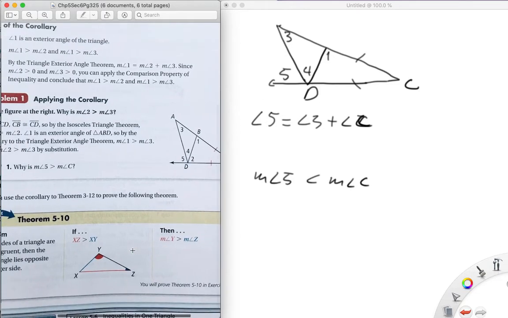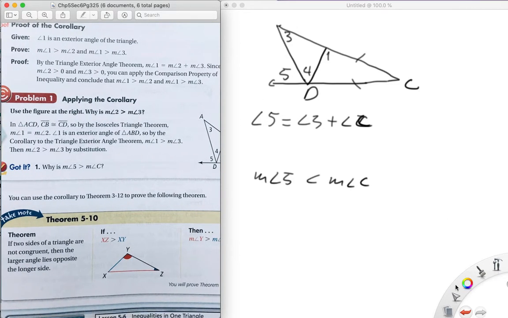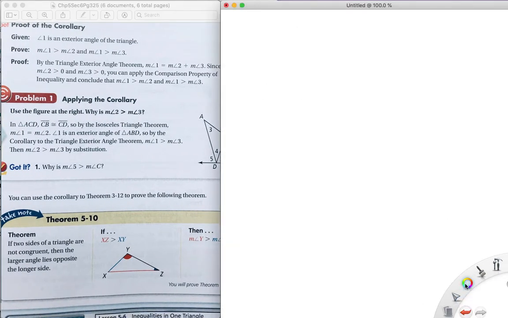All right. Theorem 5.10. This and 5.11 are theorems that we're going to use a lot with triangles. If two sides of a triangle are not congruent, then the larger angle lies opposite the longer side. If two sides of a triangle are not congruent, then the larger angle lies opposite the larger side.